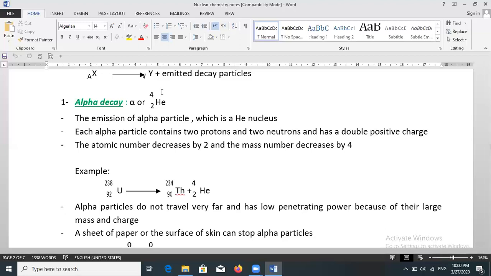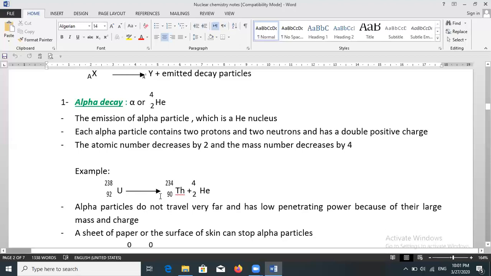So the first thing I have to know is that an alpha particle is a helium particle. Each alpha particle consists of 2 protons and 2 neutrons, which has a double positive charge. This means that the whole radiation consists of positive particles. The third thing I have to know, as you see here, is that the atomic number decreases by 2 and the mass number decreases by 4, and the original radioactive element changes into another element.